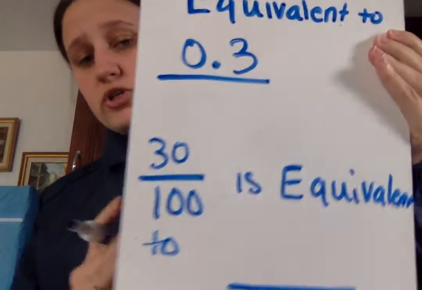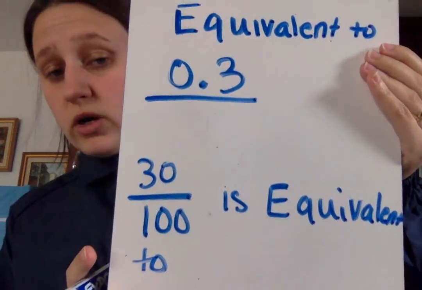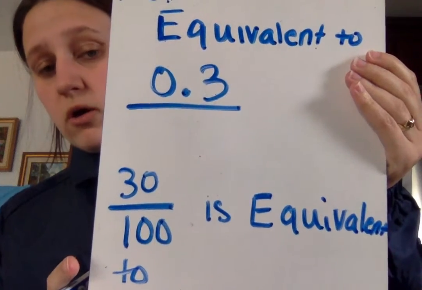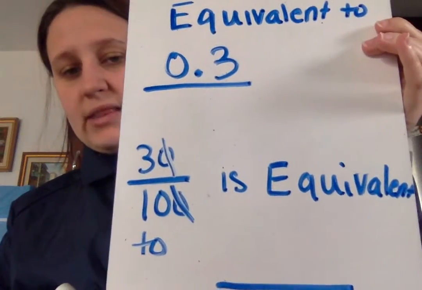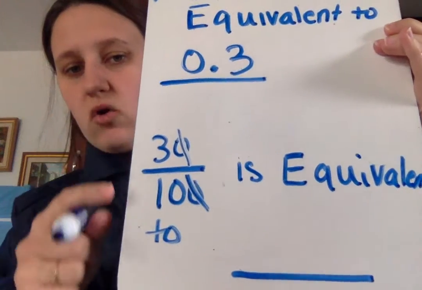Now, let's do the fractions. 30 over 100 is equivalent to, we started with 100, so we need to take away zeros. 1 at the bottom, 1 at the top. And that becomes 3 over 10.